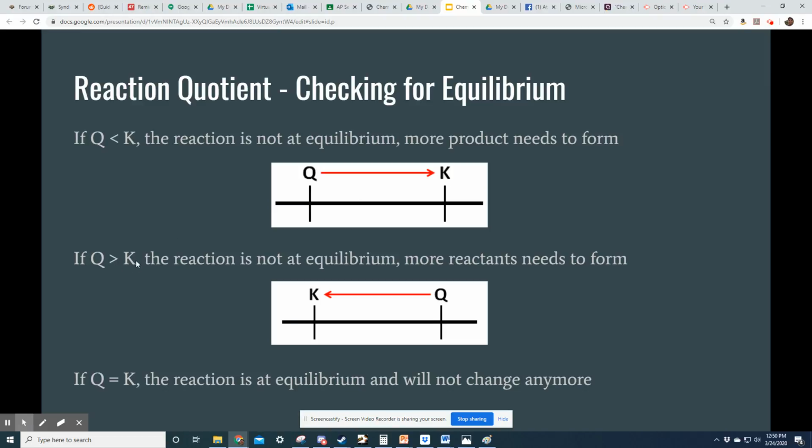If Q is greater than K, the reaction's still not at equilibrium. This time we're past equilibrium. More reactants need to form. So we'll see that Q is going to go towards K in the opposite direction. When Q and K are the same, that's when we know we're at equilibrium. So that'll take care of our quick review on equilibrium. We'll get into the math a little bit later on.